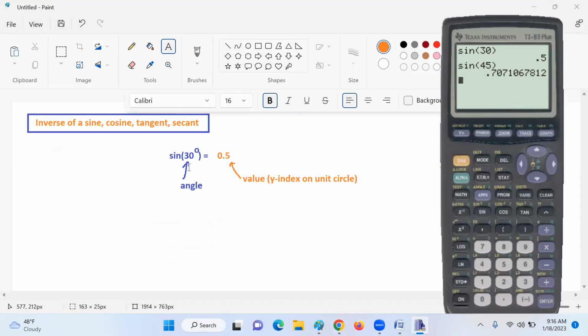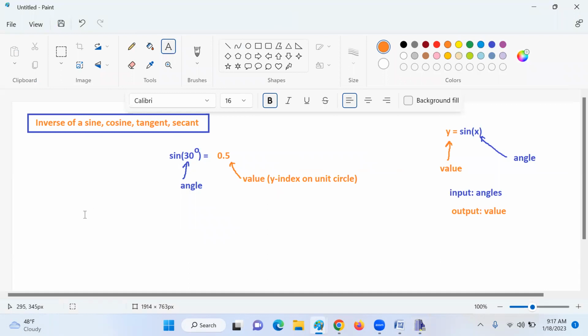So we need to know that there will be one angle. We take the sine, a certain trig function, of that angle, and you get a value. Are we good? Am I going too fast for this? Okay, so you got this part, right?